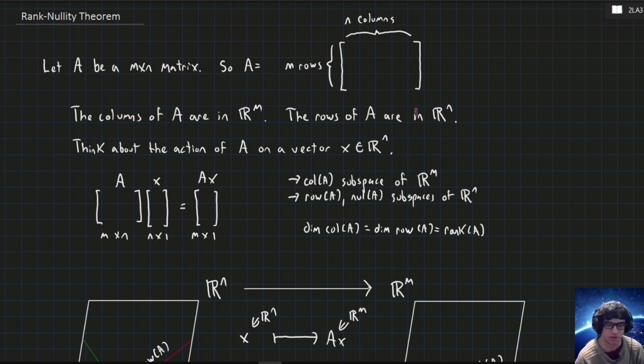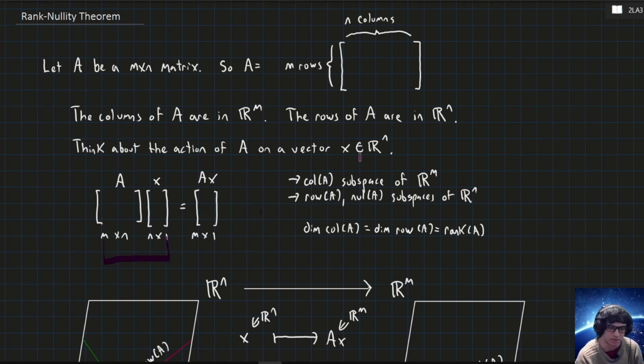On the other hand, the rows are in Rn, because if you're a row, how many entries do you have? You have n, determined by the number of columns. So there are actually two different spaces involved in A. When you think about the action of A on a vector x, what size is that vector? If you're multiplying A times x, these two numbers have to match, so x has to be a vector with n entries in it. And that means that Ax has to be an m by 1 vector.